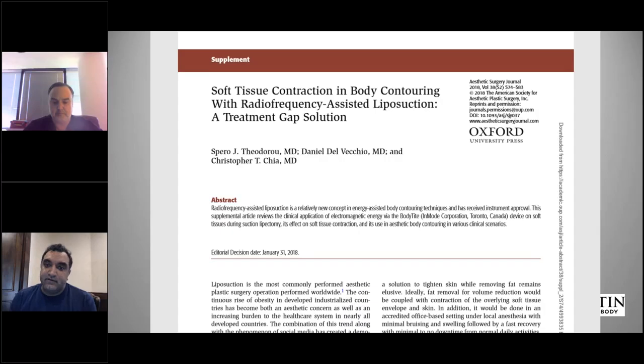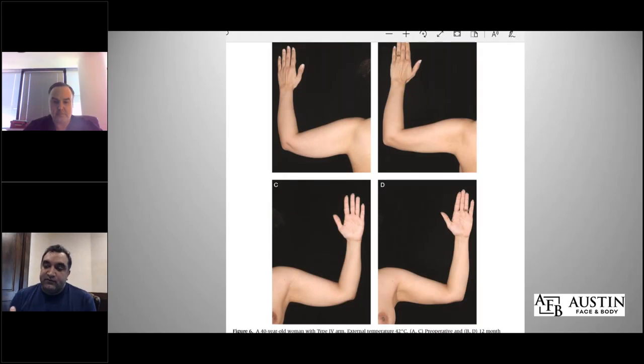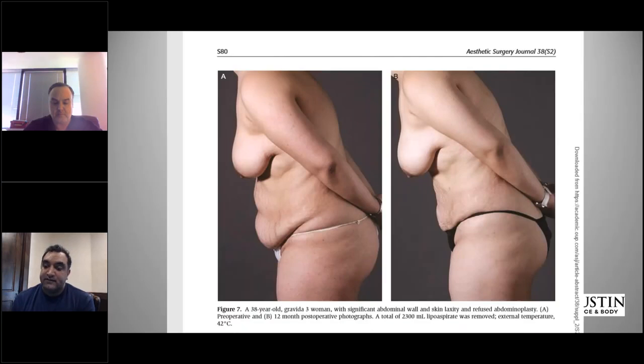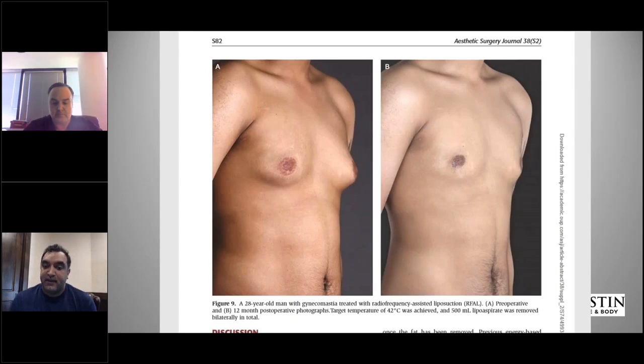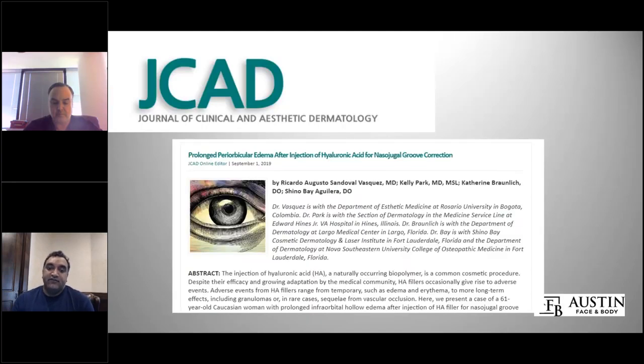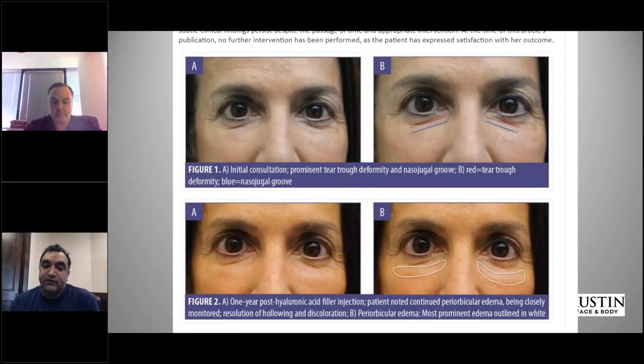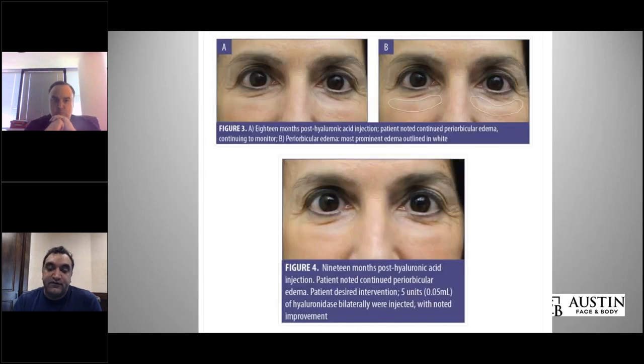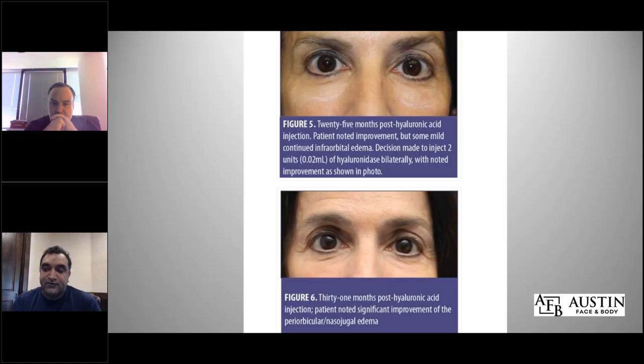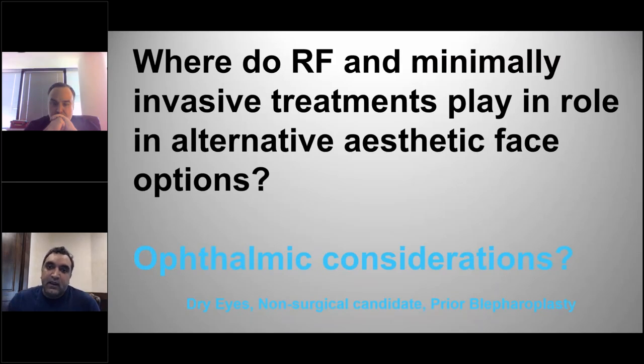A lot of the discussion on the gap patient really came from a paper written by Dr. Theodoro, Dr. Del Vecchio, and Dr. Chia. They were able to use this radiofrequency technology around the arms as well as on the body, on the chest for cases like gynecomastia. Additionally, we've had a lot of case studies come out on overuse of inappropriate treatments, or treatments that are causing swelling or problems on the lids, such as tear trough filler. In these pictures, this patient had overfilled tear troughs and had to have it dissolved to have a more natural appearance. And we know that's a very sensitive area.